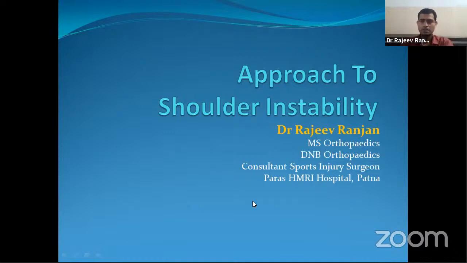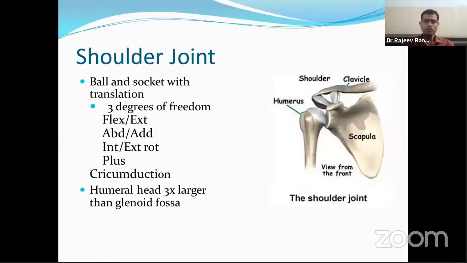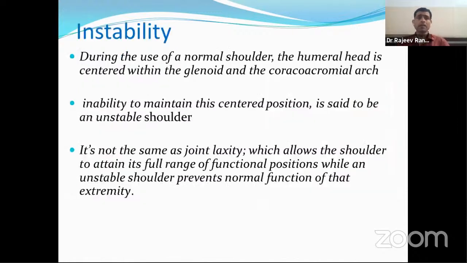Today we are going to discuss the approach to shoulder instability. First, coming to some of the basics of the shoulder joint, it's a ball and socket joint with 3 degrees of freedom of movement, like flexion, extension, abduction, adduction, internal and external rotation, along with circumduction. This joint has a very high range of movement, but this increased mobility comes at the cost of instability. The relative size of the humeral head is almost 3 times larger than the glenoid fossa.